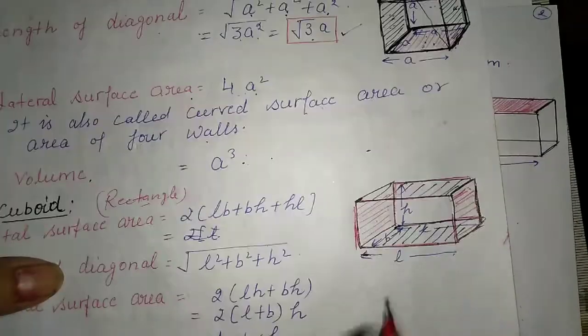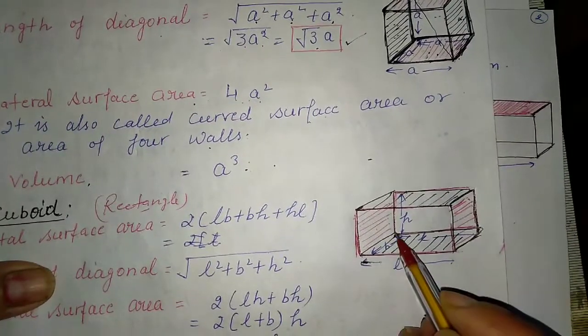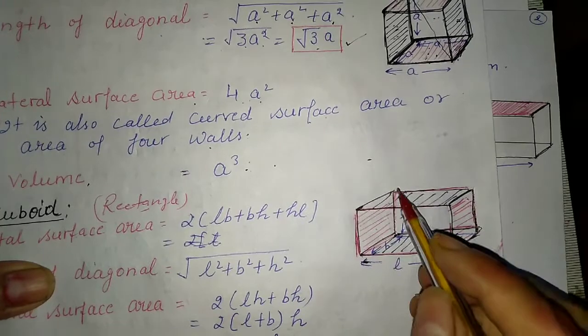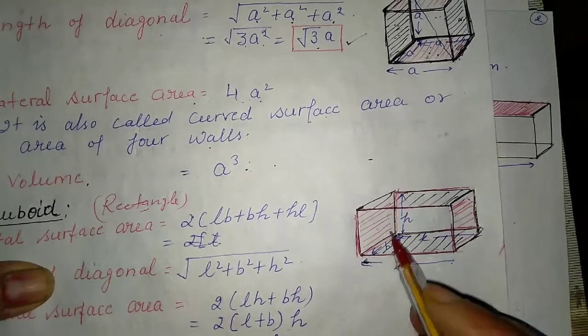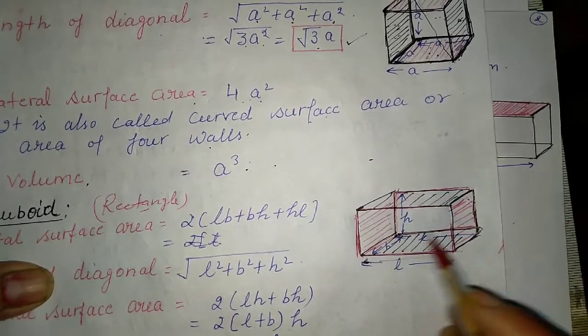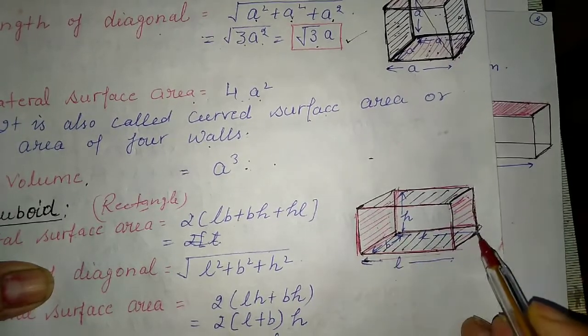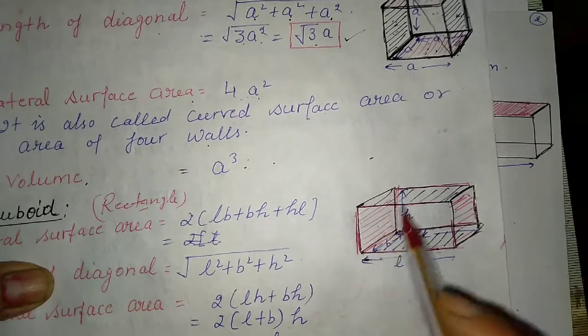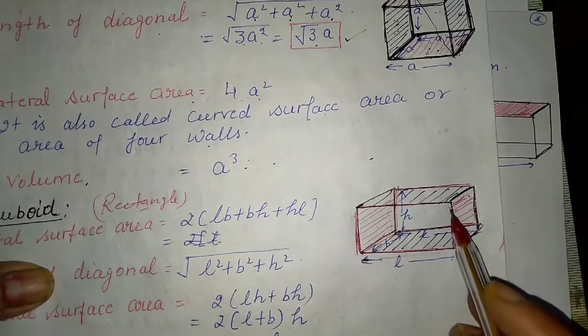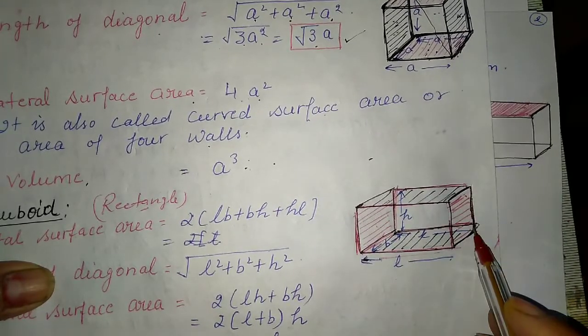So in a cuboid there is a length, this side is breadth, and this one is height. Length, breadth, height. So this is length, this one is length, this one is length, this one is length. Breadth, breadth, breadth, and breadth. Height, height, height, and this is also height.